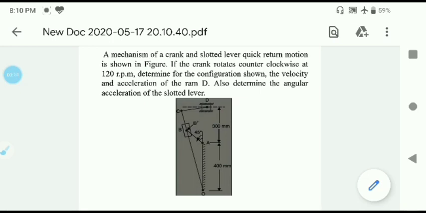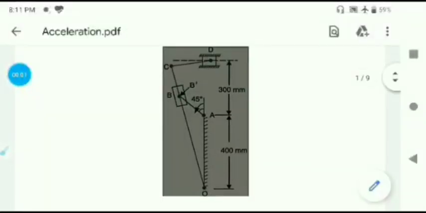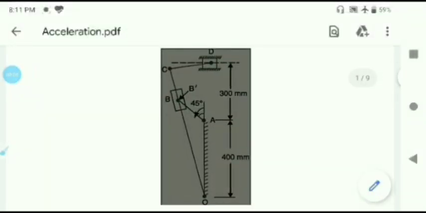A mechanism of a crank and slotted lever quick return motion is shown in figure. If the crank rotates counterclockwise at 120 rpm, determine for the configuration shown the velocity and acceleration of the ram D. Also determine the angular acceleration of the slotted lever. We will go through the question in detail.